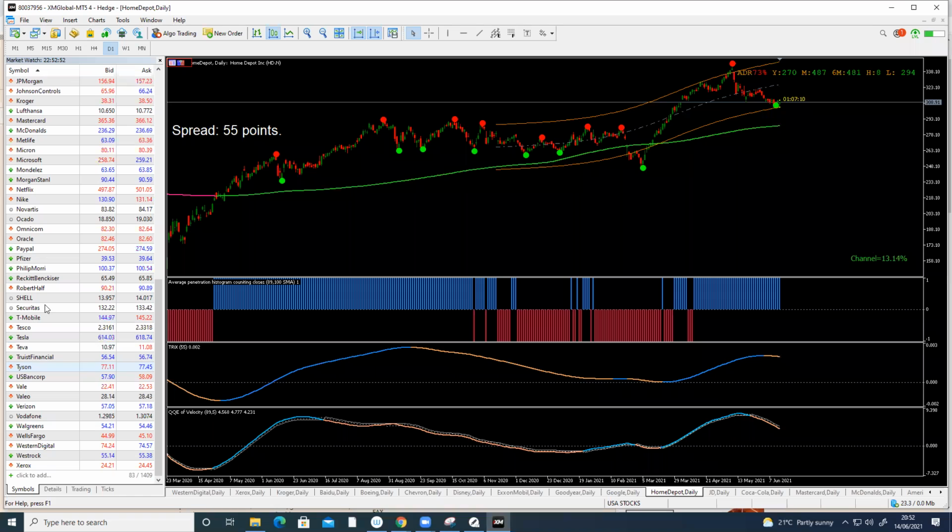So what we do now is find Home Depot. Where's Home Depot? There, just below HP. Go up. Can you see HP? Yeah, that's it.